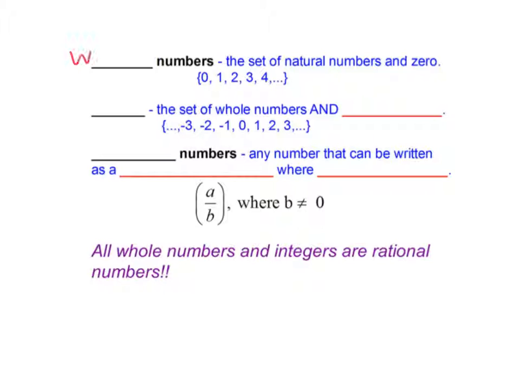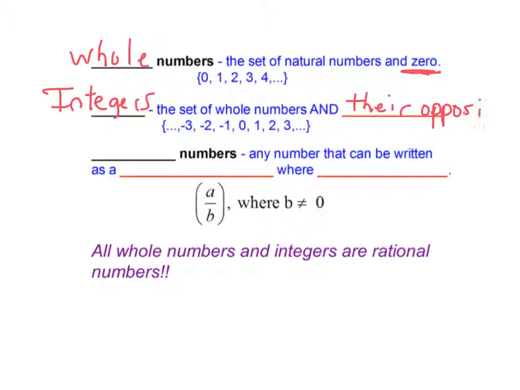So first we have whole numbers. Whole numbers are the set of natural numbers and zero, so they include zero. Integers are the set of whole numbers and their opposites. Examples would be -3 is the opposite of 3, -2 is the opposite of 2, -1 is the opposite of 1, and 0. So those are your integers. They don't include fractions and decimals. So integers are whole numbers and their opposites.